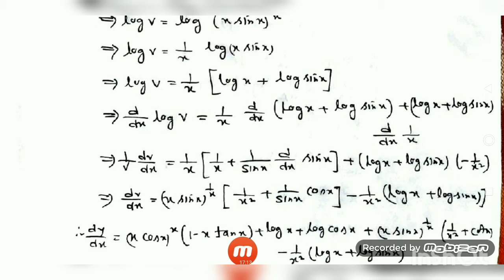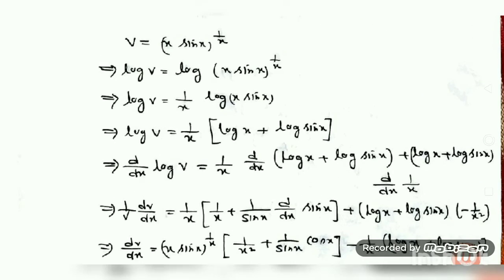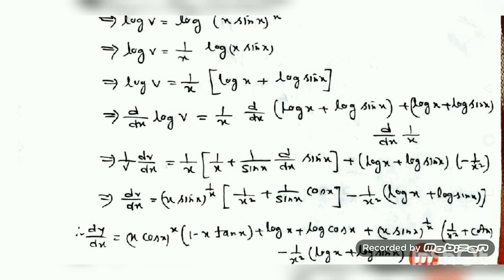The value of du/dx I have substituted, and (x sin x)^(1/x squared) is there. Here cos by sin I have written as cot, so cot x by x will be there. Don't forget to write down this x. Then 1 by sin squared, and log x plus log sin x.